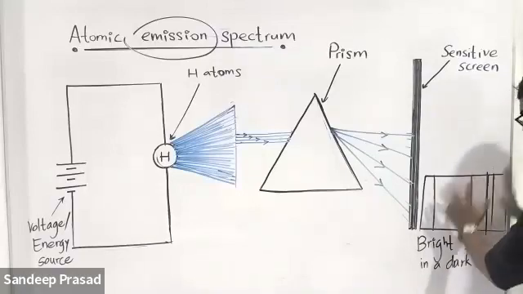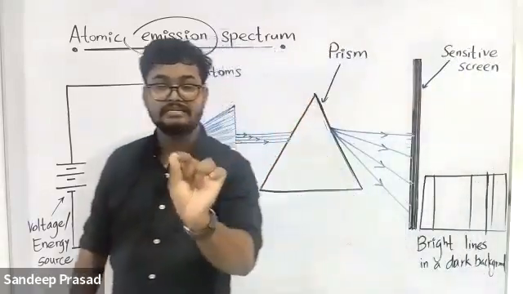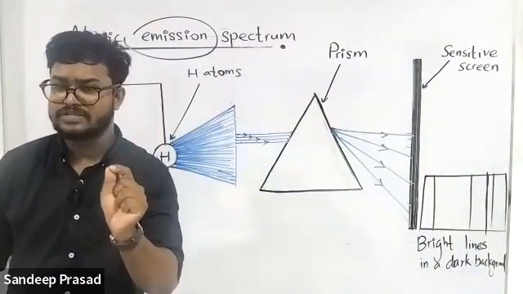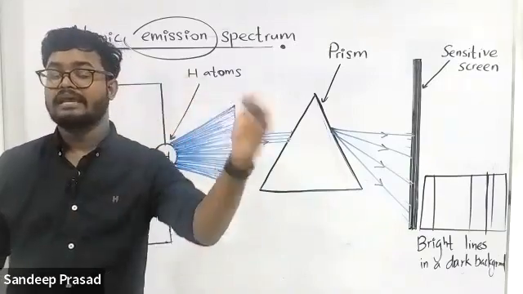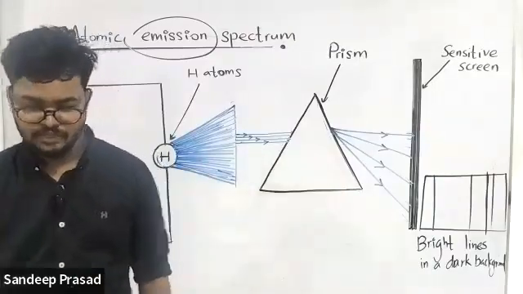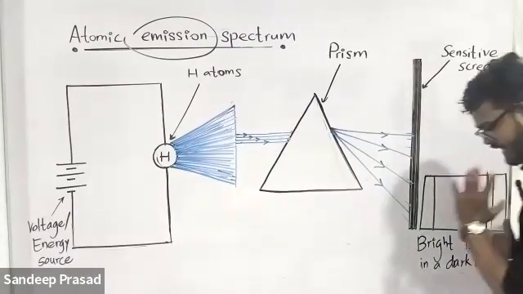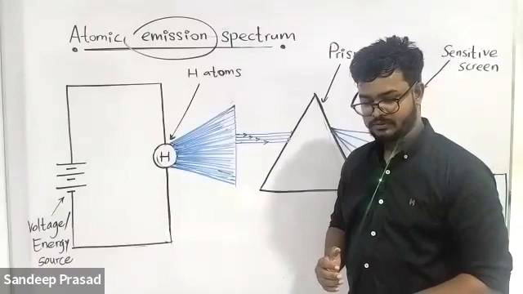What happened to the dark background? The term bright always represents that energy radiations are there. Dark always means the absence of energy radiations. On the sensitive screen, bright means energy radiations are there, and dark means no energy radiations. So these are the emitted radiations, and that's why we can see them as bright lines. The dark background represents the energy radiations already absorbed by the hydrogen atoms. Understood? Right?